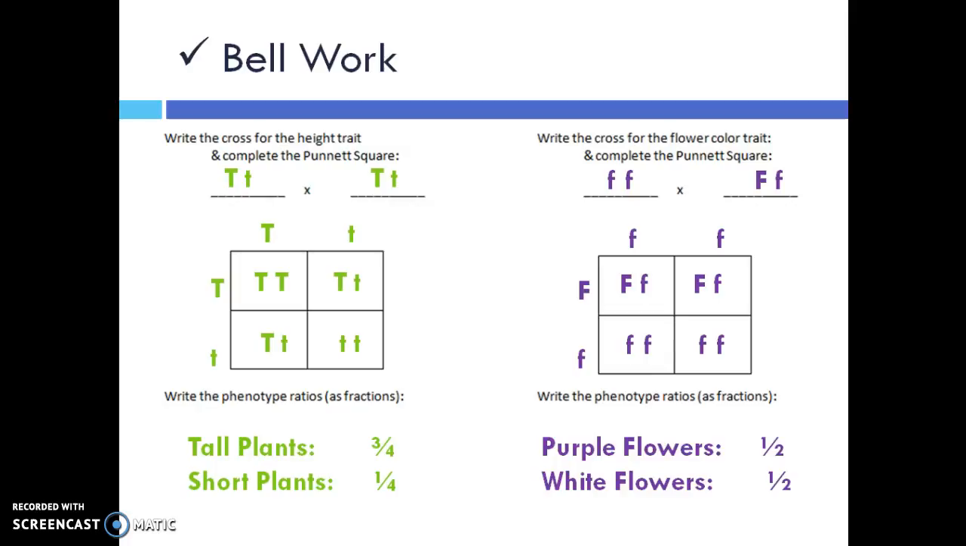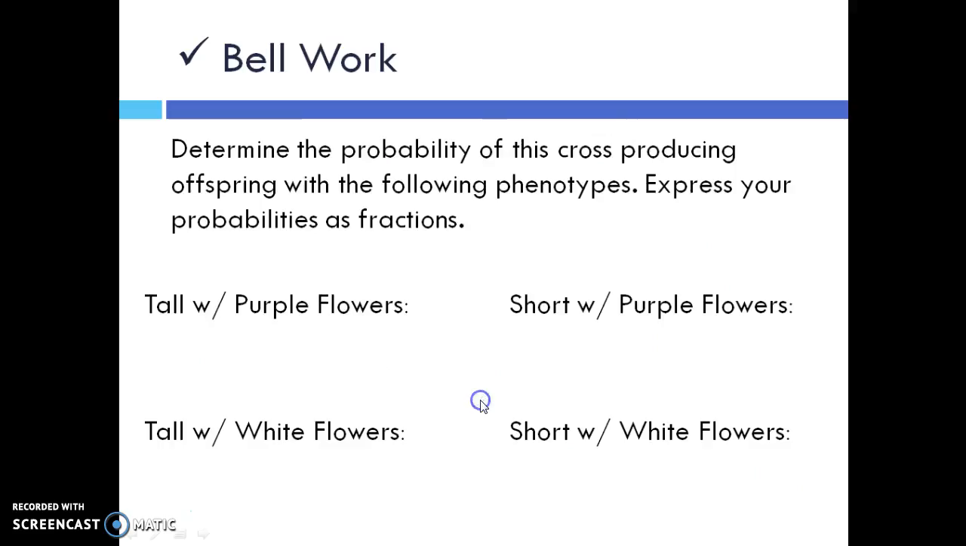But the question's asking, what are the chances of the combination of these particular traits? So what we need to do is figure out the probability for these different combinations. In order to do that, all we need to do is multiply our fractions together. So we know that there's a 3/4 chance of tall and a 1/2 chance of purple. So we multiply 3/4 times 1/2. Remember, you just multiply across the top, multiply across the bottom, and we get 3/8.